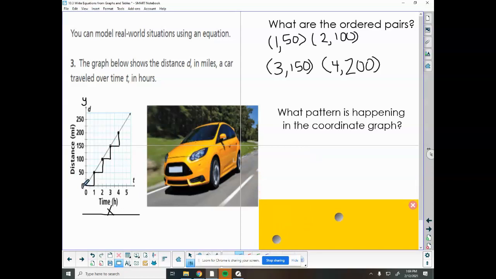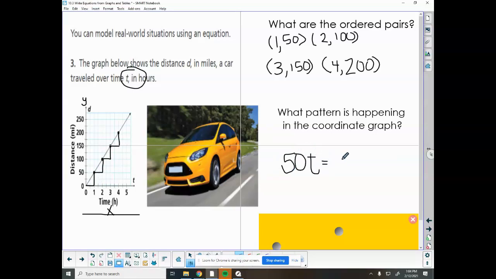So I know every time it goes over 1, it goes up 50. Over 1, up 50. So let's write an equation for that. Every time we have our time, we go 50 miles, is our unit rate. 1 hour is 50 miles. And we'll multiply that by the time we choose to spend in the car. That will tell us the distance.